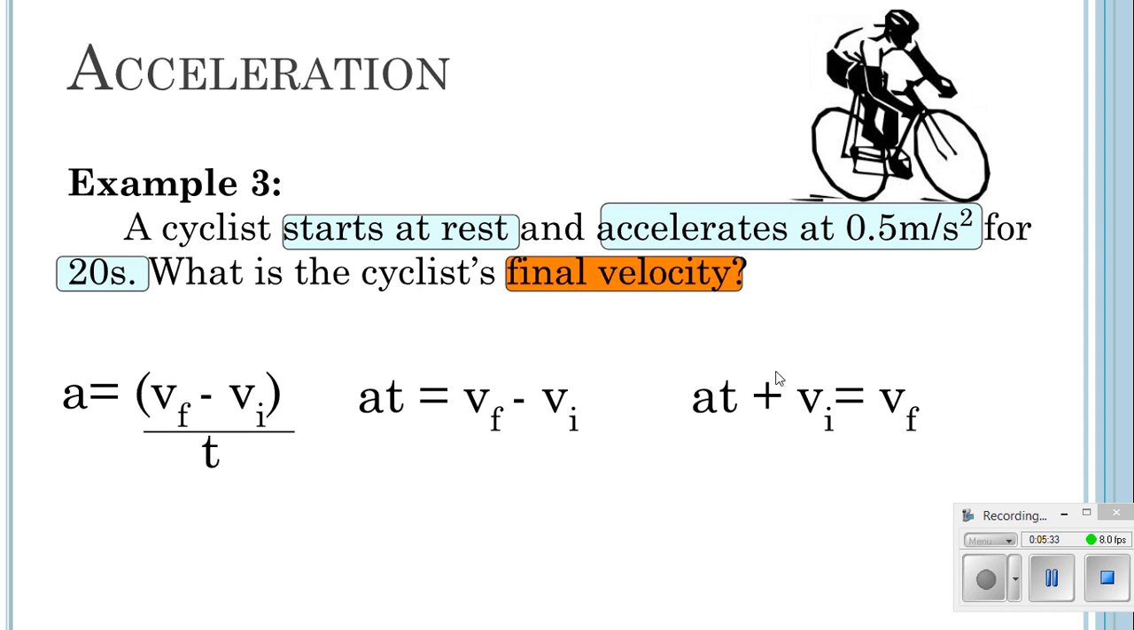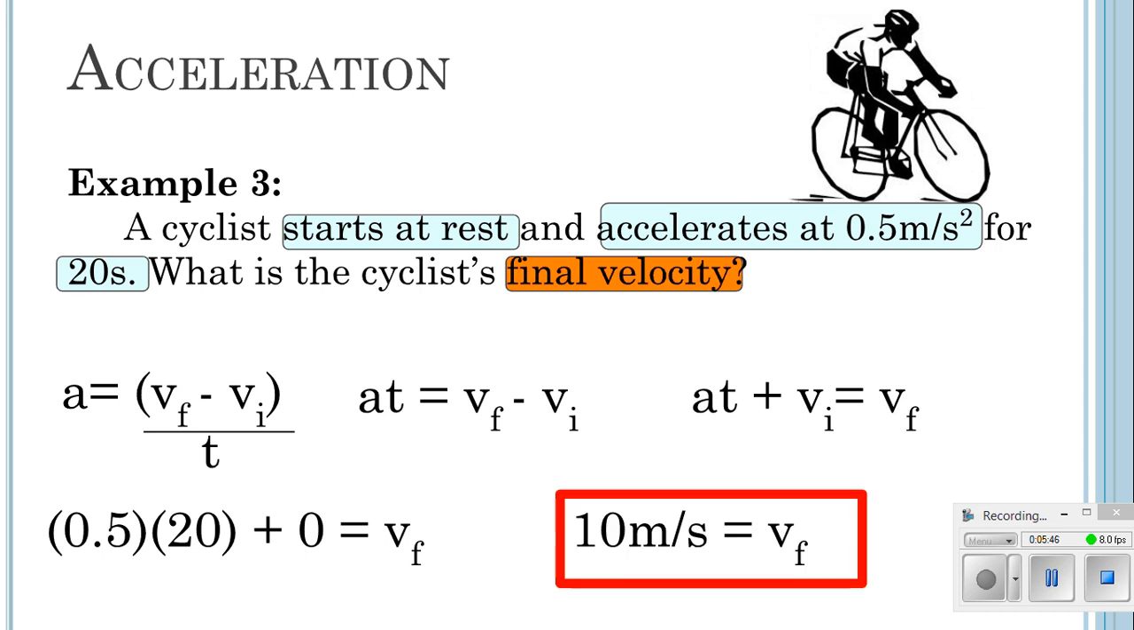And vf is now by itself, so I just plug in the rest of the numbers. 0.5 for the acceleration, 20 for the time, 0 because I started at rest, and that's all going to equal my final velocity, which is 10 meters per second.